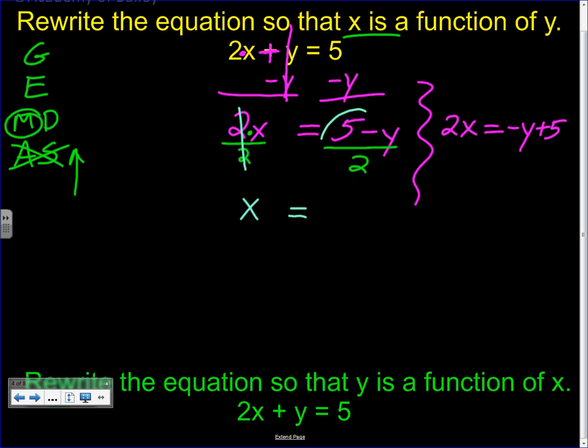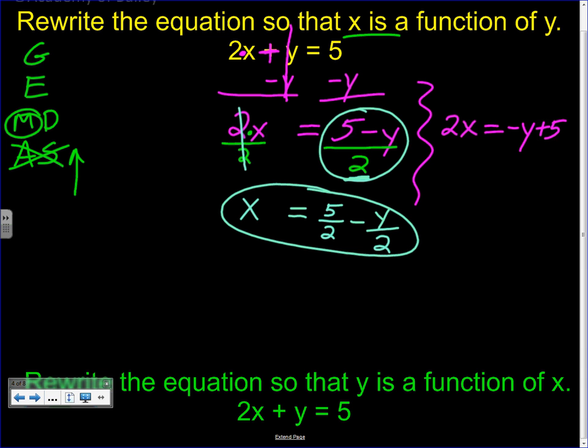Now, we could leave it like this. That's one way to leave it. Or if you wanted to, break it up. This 2 goes underneath both the 5 and the y. That's also something you need to recognize, is that the 2 goes underneath both. So either one is fine. X can equal 5 over 2 minus y over 2, or x can equal 5 minus y over top of 2.